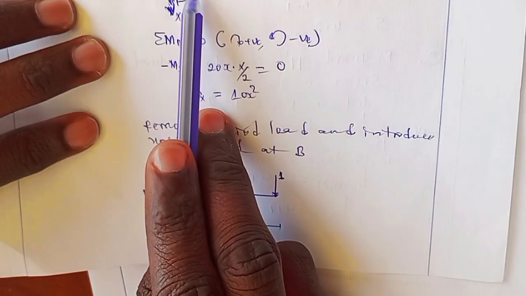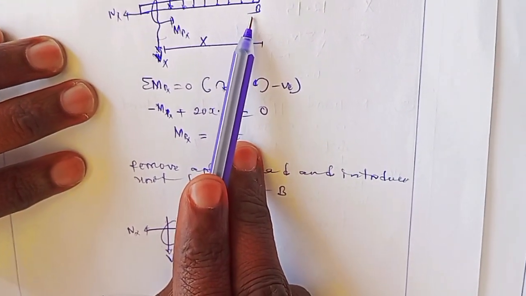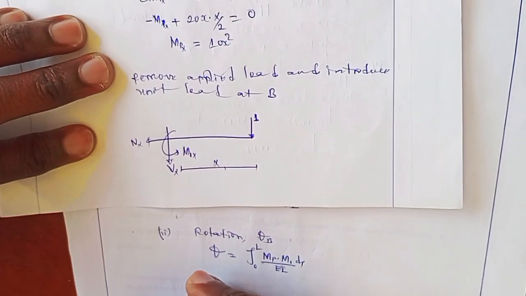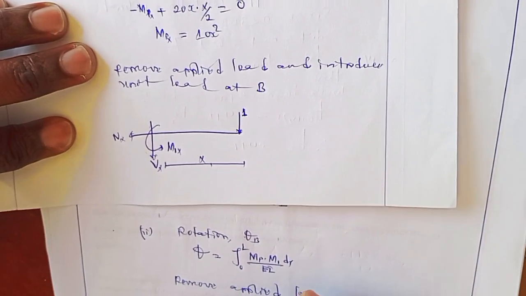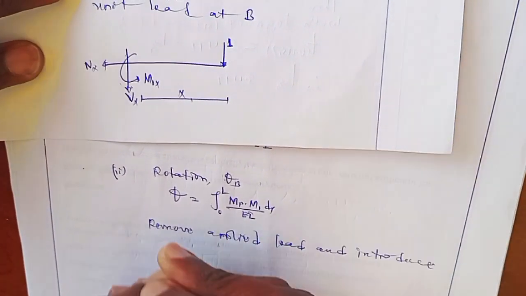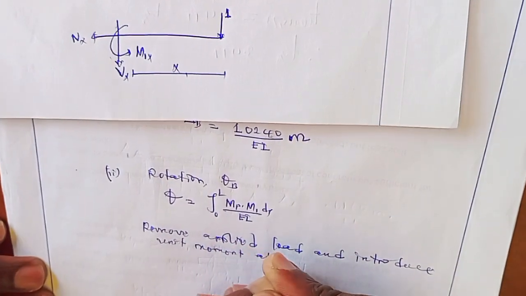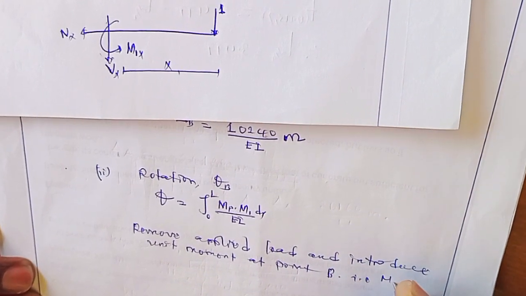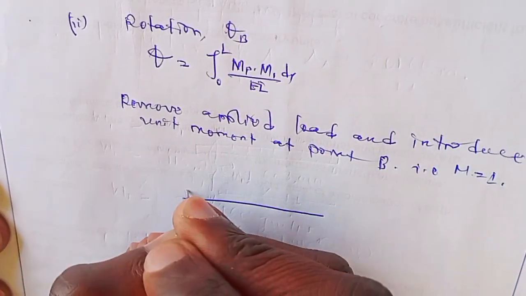From this section, we remove the applied load and introduce a unit moment at point B. So we say that in order to obtain the moment due to unit load, we remove the applied load and introduce a unit moment at point B. At point B, the moment will be equal to 1. So the system will look like this one.